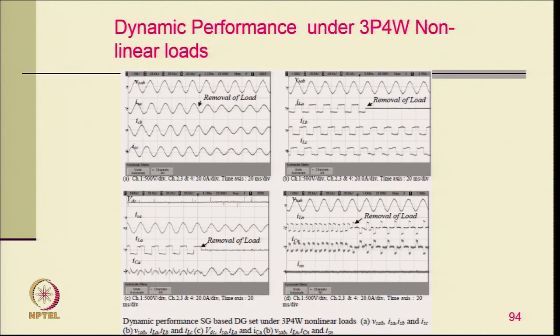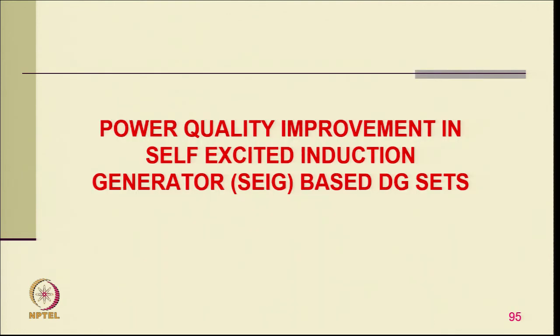These are the dynamics when you remove one phase of the load. So, certainly the power generated slightly reduces, but the generator current remains balanced sinusoidal and at unity power factor, even when you remove the load, and neutral current compensation is also provided and DC link voltage is also regulated.